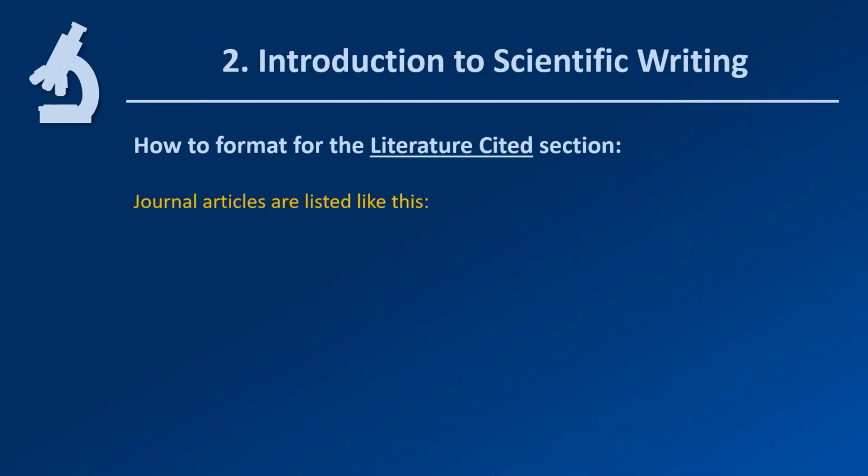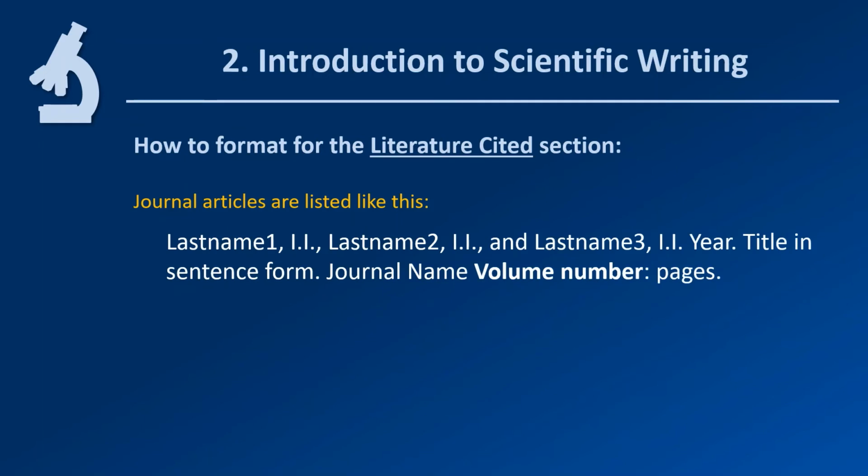You're going to list your journal articles something like this. If you take a look, we have the names of our people. There are their initials, and their initials are punctuated with periods to show that they're abbreviated. You have the word and, followed by the year, then the title in sentence form, so that means it's capitalized at the beginning and everything else is in small letters. Then the journal name, and the volume number is bolded, with a colon followed by the page numbers.